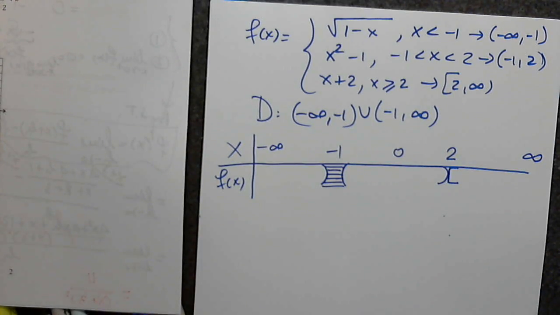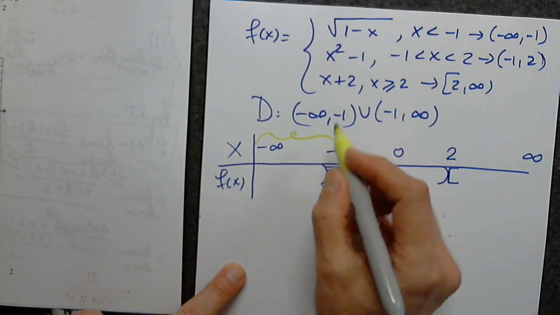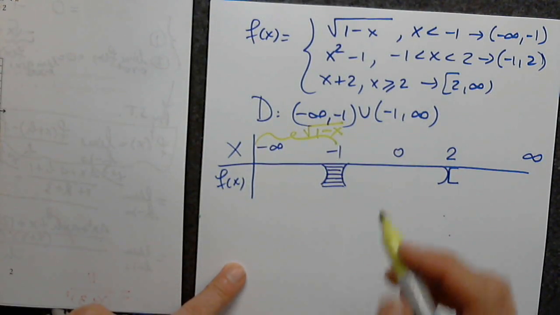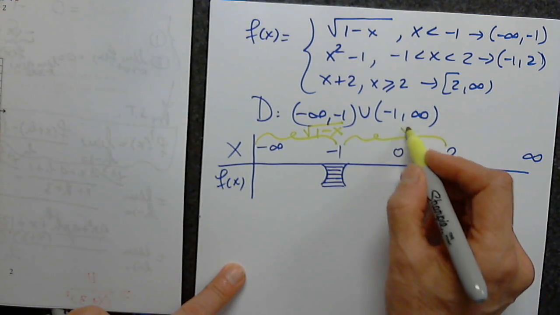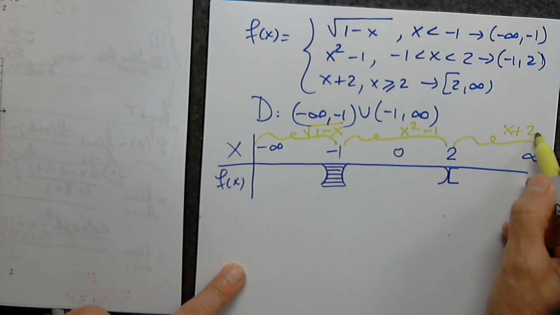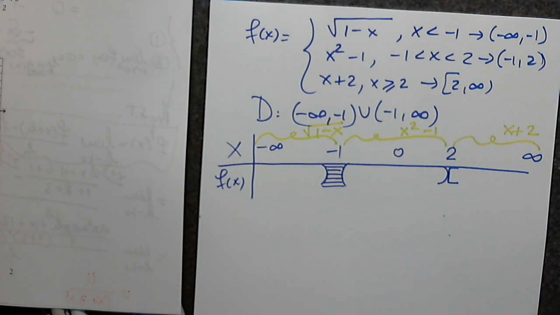Then I know it's an overkill, but it's safe. So this uses 1 minus the square root of x, the square root of x over 1 minus x. This uses x squared minus 1. And this is with x plus 2. So there is no discussion there. And for each portion of the graph, I have clear x values, right?